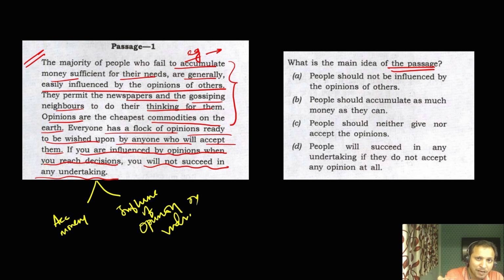And in the later part of the passage, which is the end of the passage, the author makes a big statement. What is that big statement? That anyone who is only carried away by opinions of others will fail in any undertaking. Whatever work he takes, if he is only carried away by others' opinion without thinking himself, he would fail. So, guys, this means what? The money example is just an example, it is not the main idea.